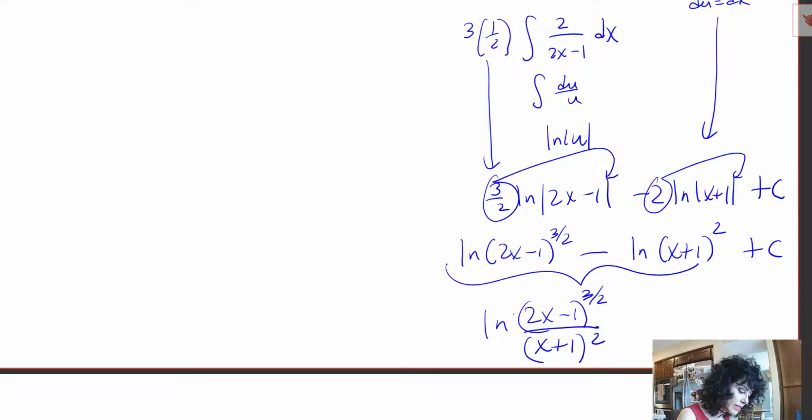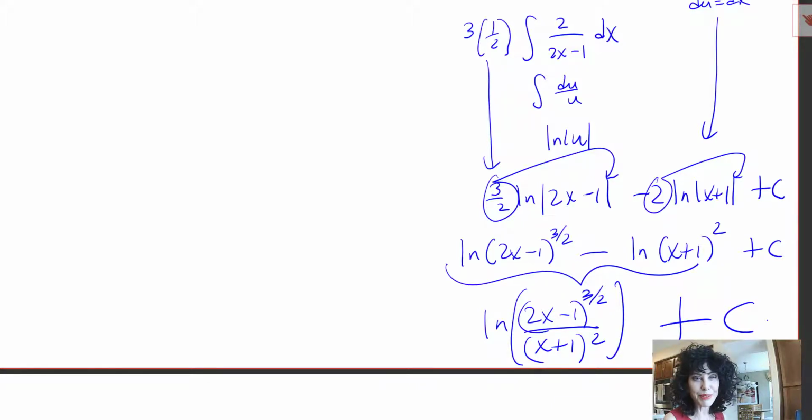So this is pretty typical when you're doing one of these partial fraction decomposition problems. And that's your second example.